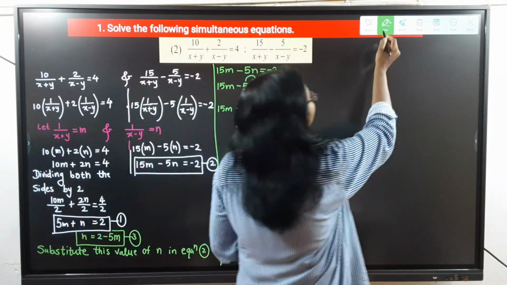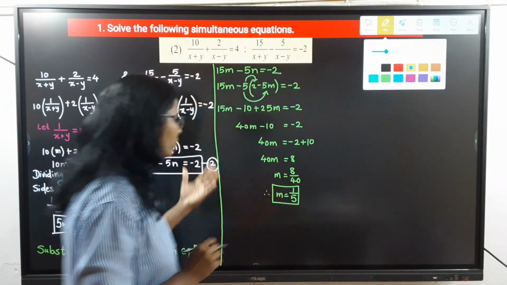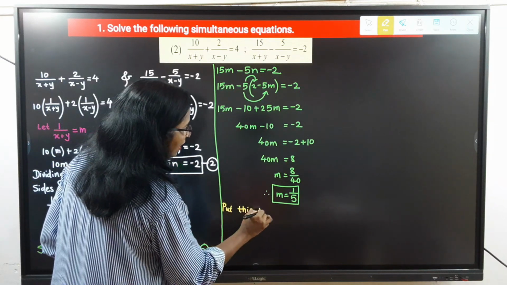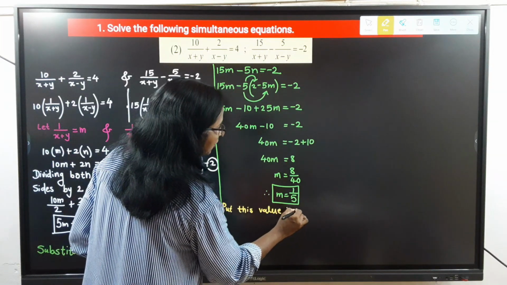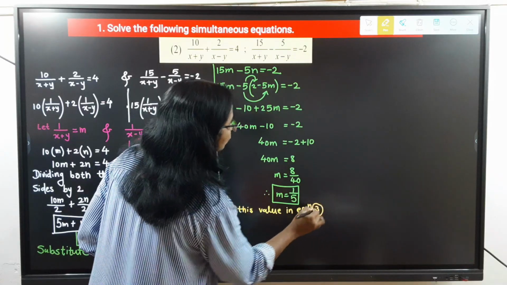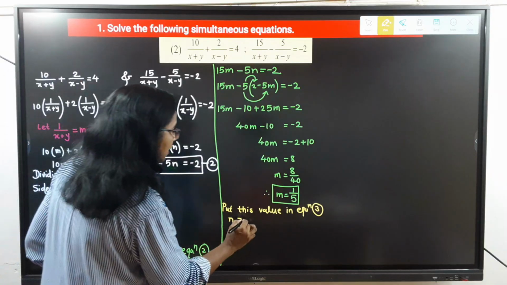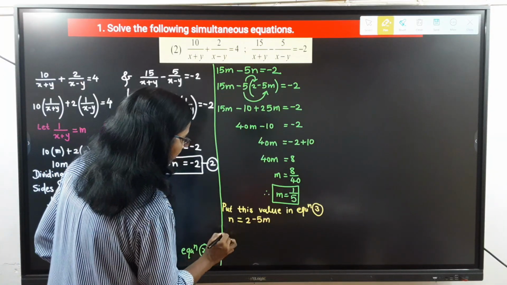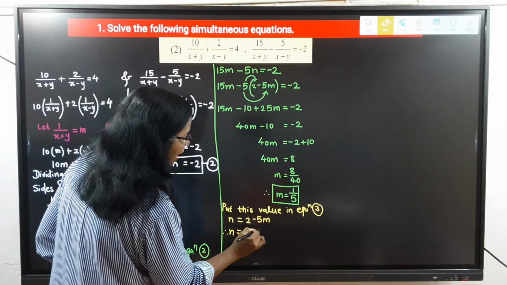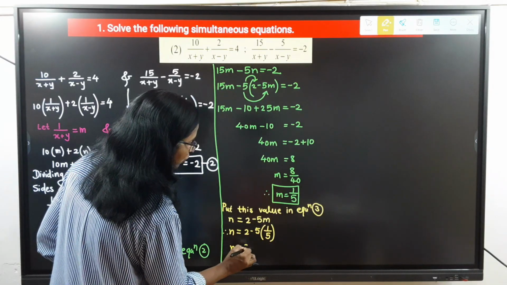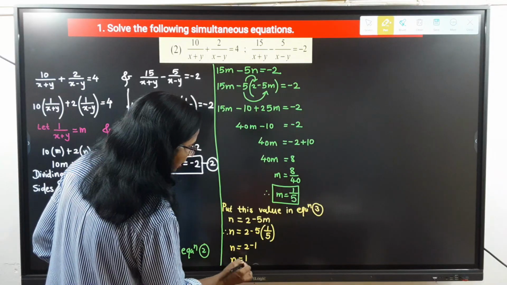Then here, we are finding out the value of n. So, put this value in equation 3. The equation 3 is n is equal to 2 minus 5m. Therefore, n is equal to 2 minus 5 multiplied by 1 upon 5. Therefore, n is equal to 2 minus 1. Therefore, n is equal to 1.